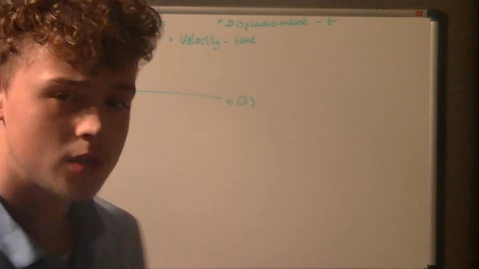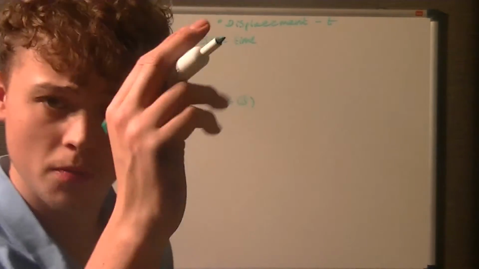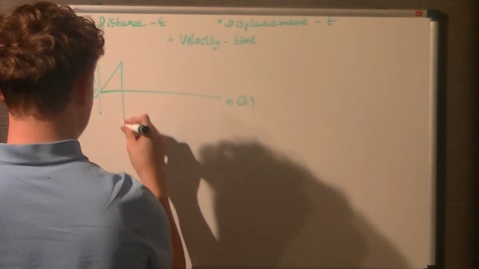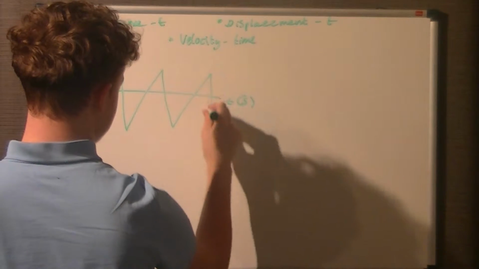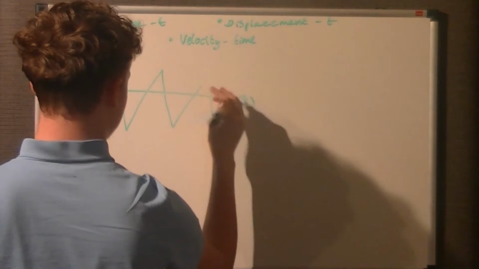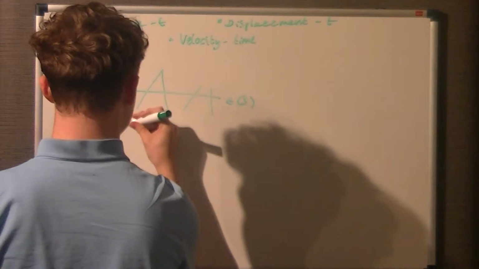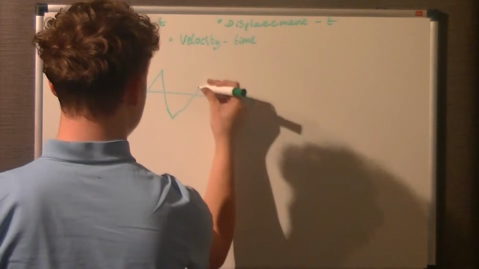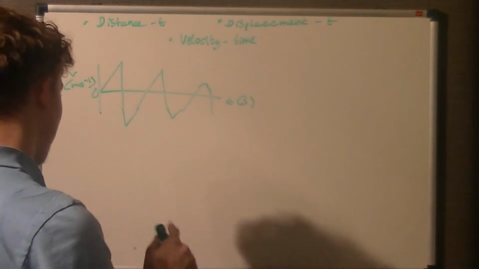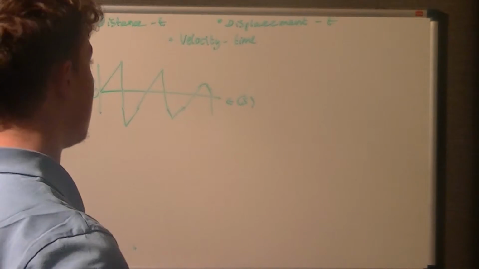So let's do a bouncing ball example. So we throw a ball down, it bounces up, and it bounces up, and it bounces up. It should be getting less. Sorry about this. It needs to be getting less each time, that's all. Just need to make sure it is. Right, okay. So what I've drawn badly there is the velocity time graph.